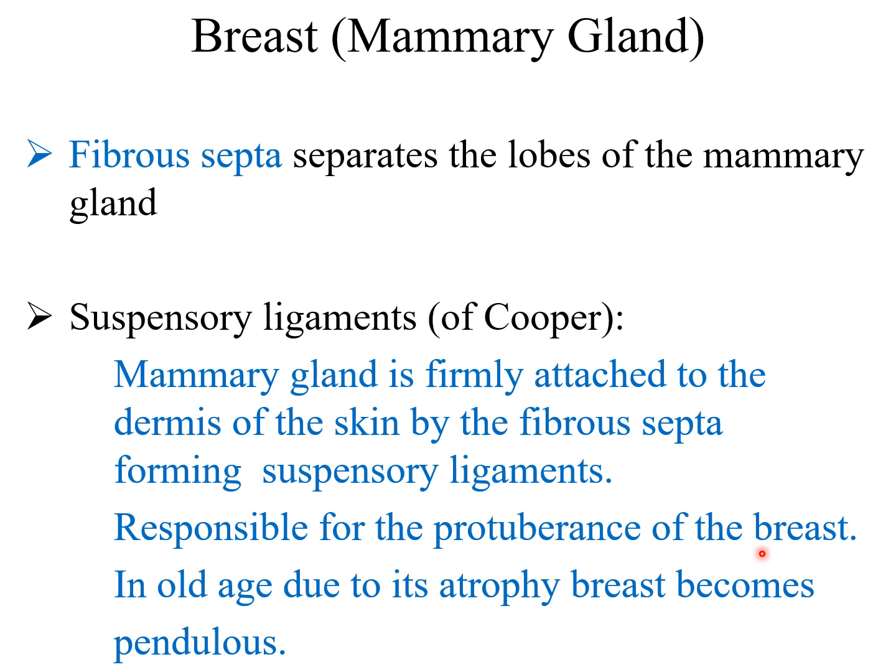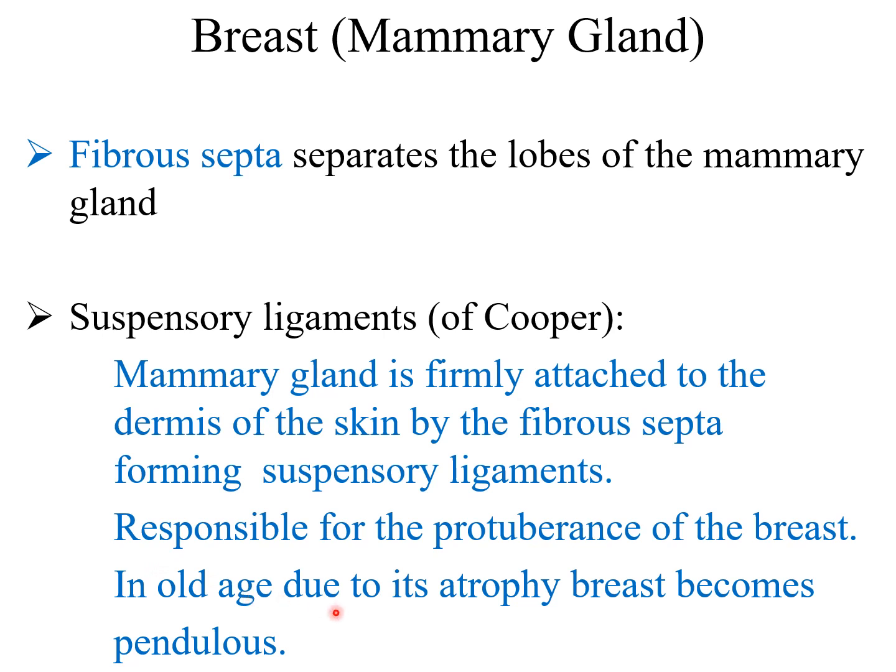In early adult life, young life, the breasts are protuberant, and this protuberance is because of the presence of suspensory ligaments of Cooper, which give them a projecting position to keep them in a specified area as well as a specified shape.